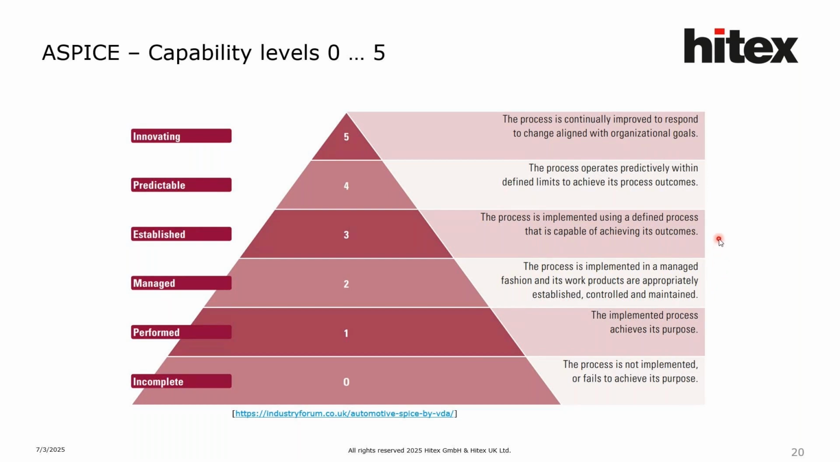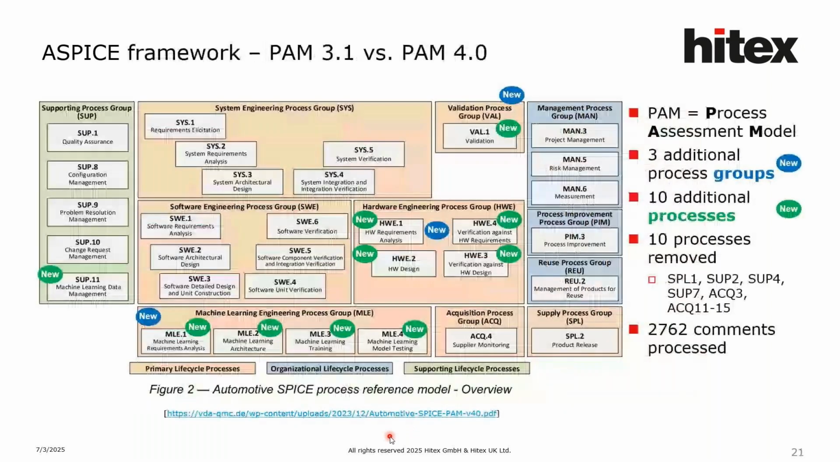I will brief a little bit more detail on level 2 in upcoming slides. Level 3 is the established process. This process is implementing the defined process that is capable of achieving its outcome at the organization level. Then level 4 is predictable and level 5 is innovating. Level 4 predictable is nothing but predictably operating within defined limits to achieve the process outcomes. And level 5 innovating is continuous improvement, changing the process aligned with the organization goals. So this is a high-level overview of the ASPICE capability levels. Based on the customer need, we can guide you through the ASPICE levels.